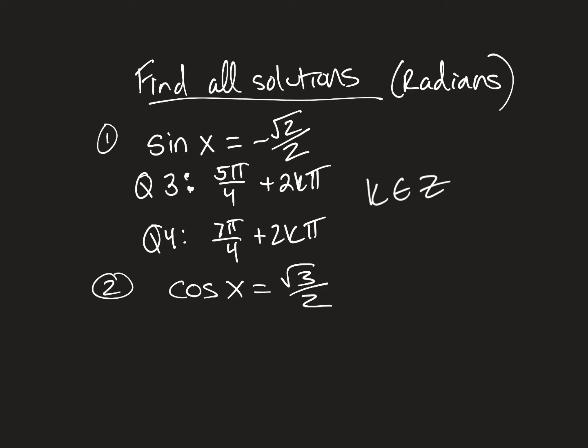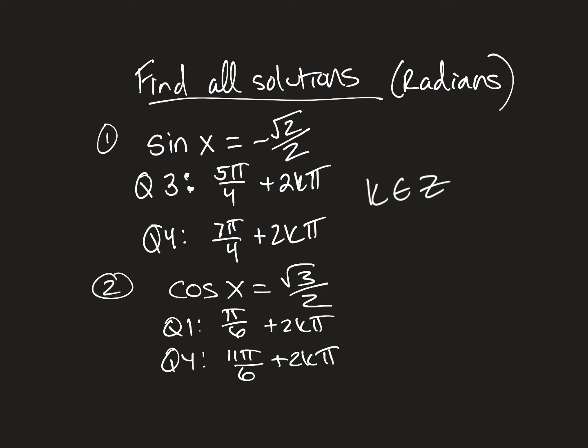So there's two ways you could think about this. So you could, just like we did with sine, do separate and say, okay, quadrant 1, the angle I'm talking about when I take the cosine, that I get the ratio root 3 over 2, that's going to be pi over 6. And quadrant 4, that would be, if I think between 0 and 2 pi, that would be 11 pi over 6. And then, same as sine, I could say plus 2k pi, where k is contained in the set of integers.